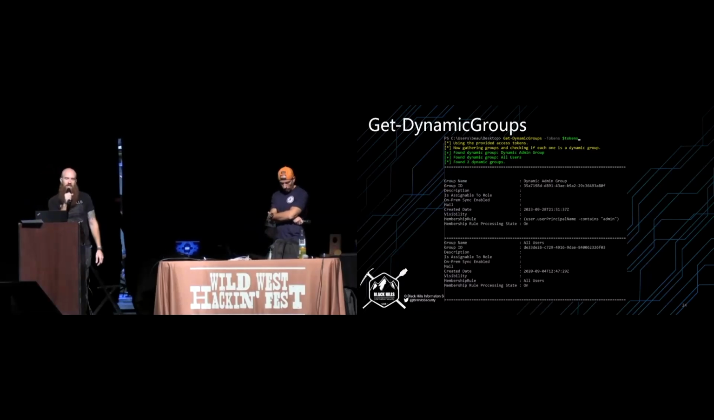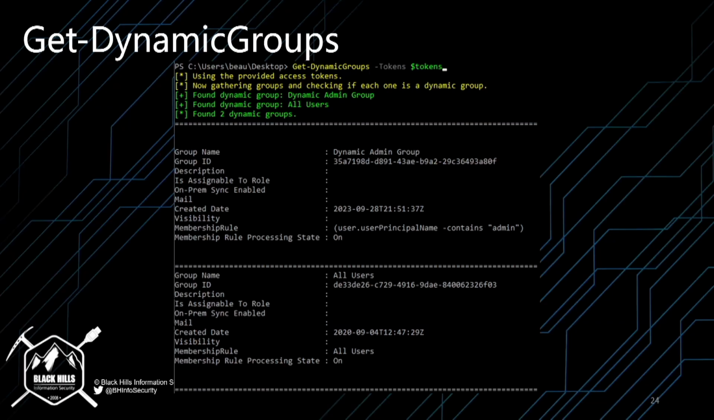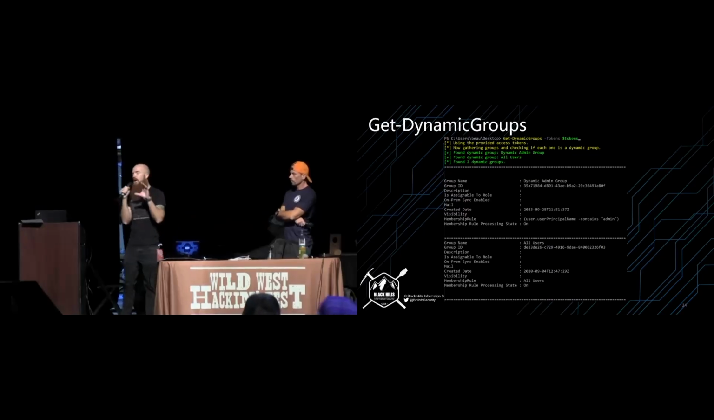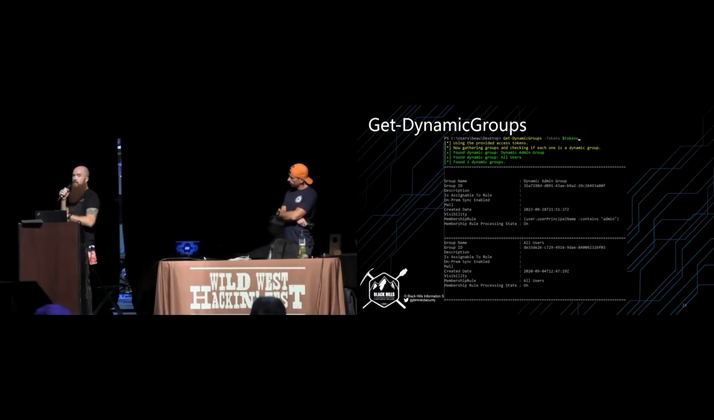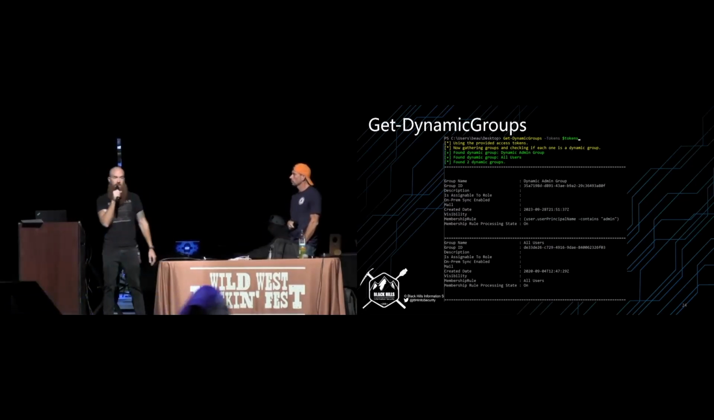So get-dynamic groups is the module for finding these. What it does is it will identify any groups that have membership rules and show you the membership rules. And then from there, it takes some analysis. You have to go through and see if there's anything you can abuse about it. A lot of times we see groups that have membership rules based off of user attributes, like I mentioned, the location. Sometimes it's device type. Sometimes it's email address like this.